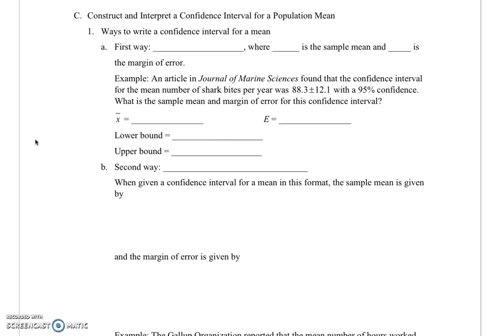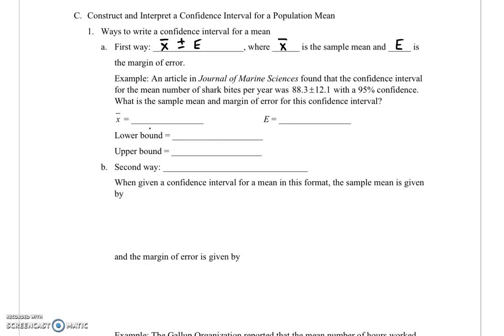Let's talk about how we construct a confidence interval for a population mean and how we interpret it. Just like with the confidence intervals for proportions, there are two ways to write confidence intervals for a mean. The first way is x bar, the sample mean, plus or minus the margin of error. So x bar, remember, is the sample mean, and E is the margin of error.